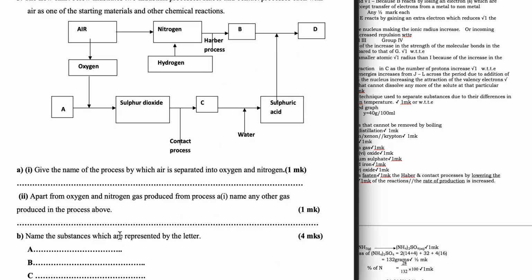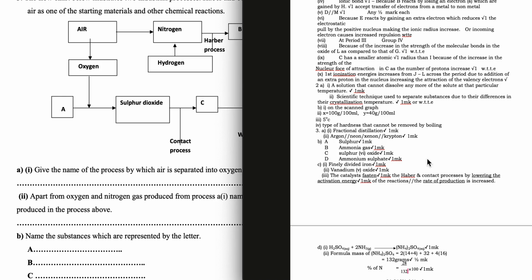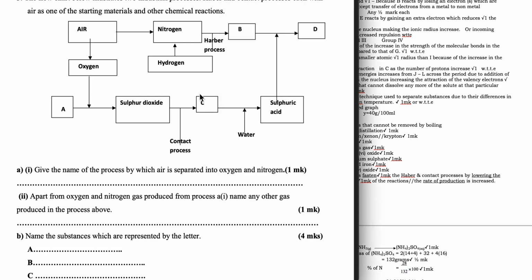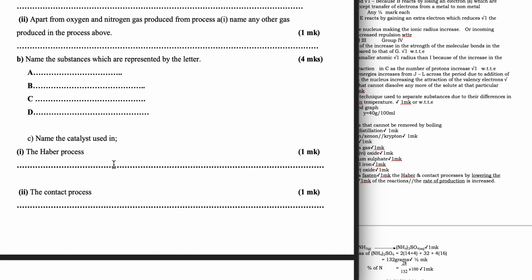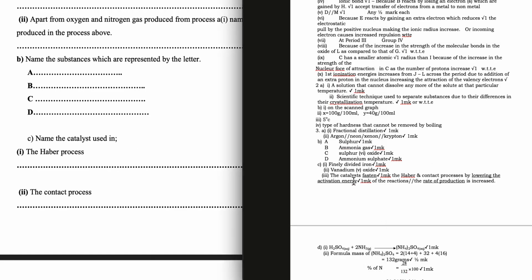Name the substances which are represented by the letters A, B, C. A is sulfur, B is ammonia gas, C is sulfur 6 oxide, and D is ammonium sulfate. Name the catalyst used in Haber process. Finely divided iron. The contact process uses vanadium 5 oxide.